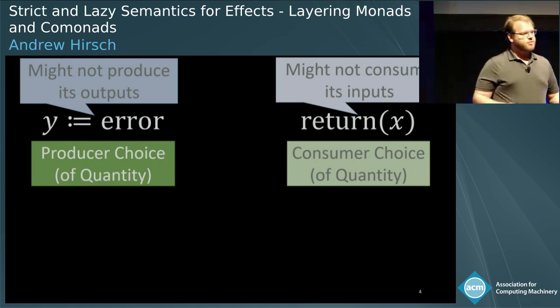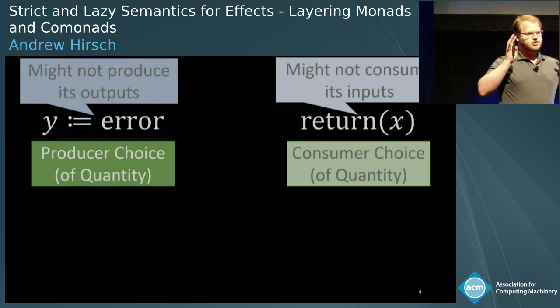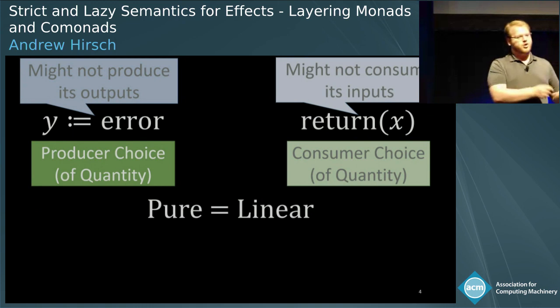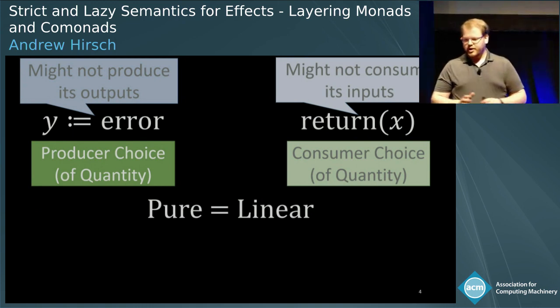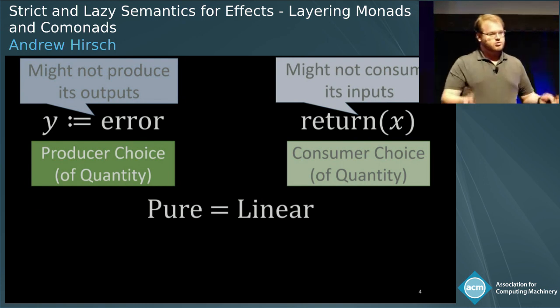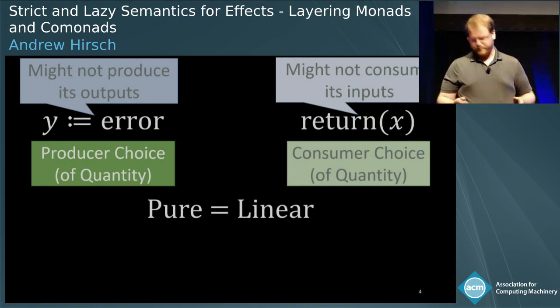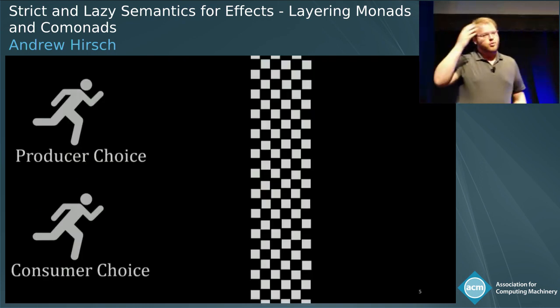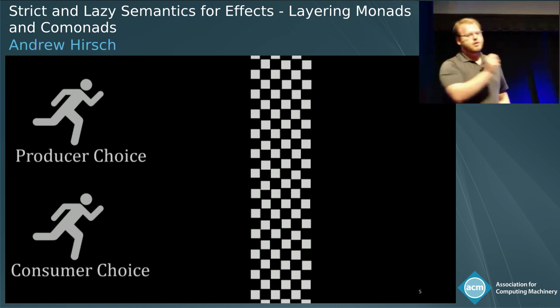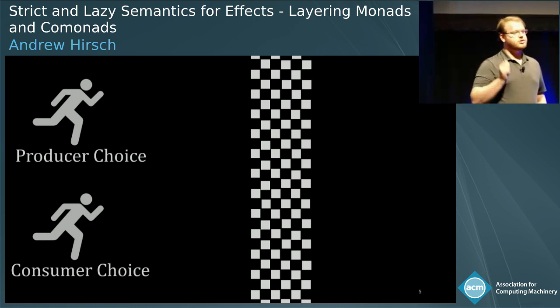And it's worth thinking about, with these two effects in mind, what are pure programs? And it turns out that pure programs are actually linear, which is maybe a little bit unusual, but these are the programs that do not have either of these effects. So we can think of what's going on here, what's causing the strictness and laziness, as a race between producer choice and consumer choice for attention during program composition.